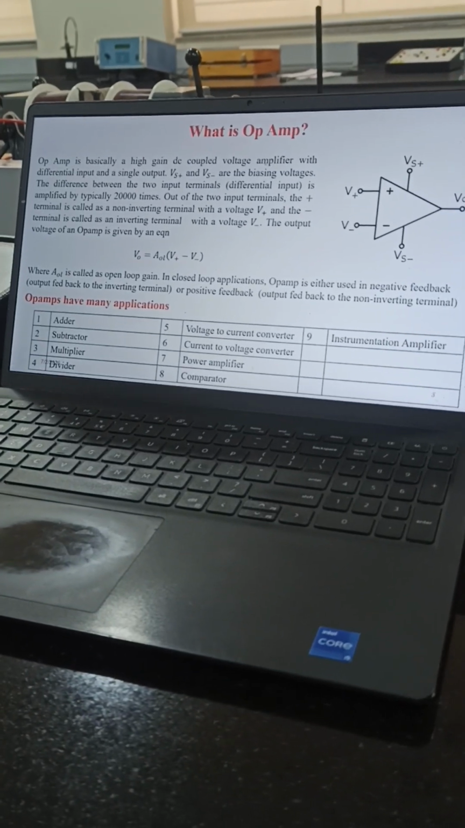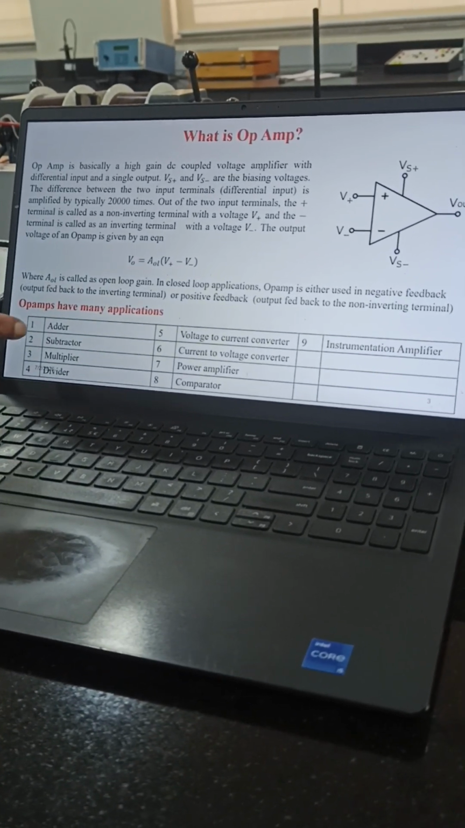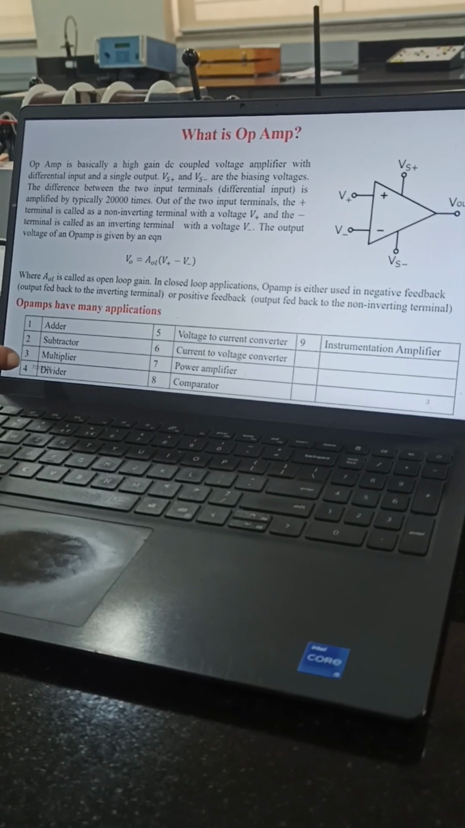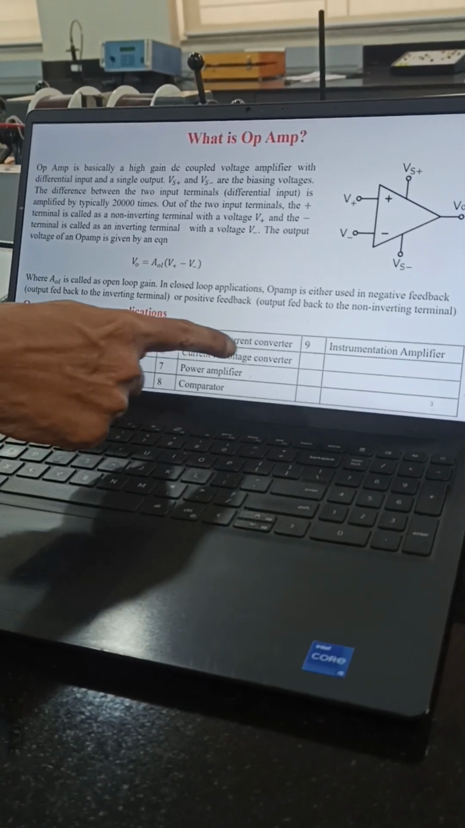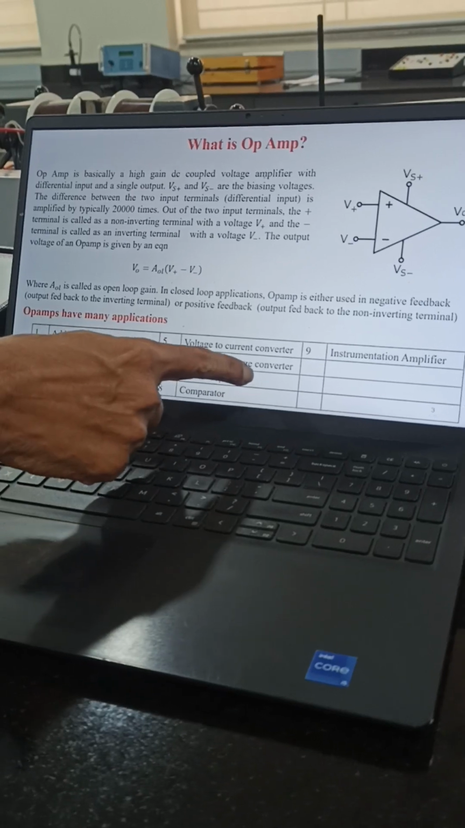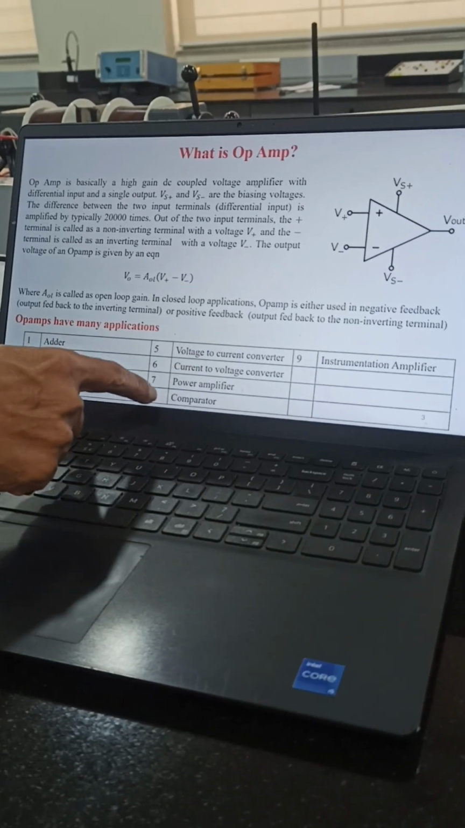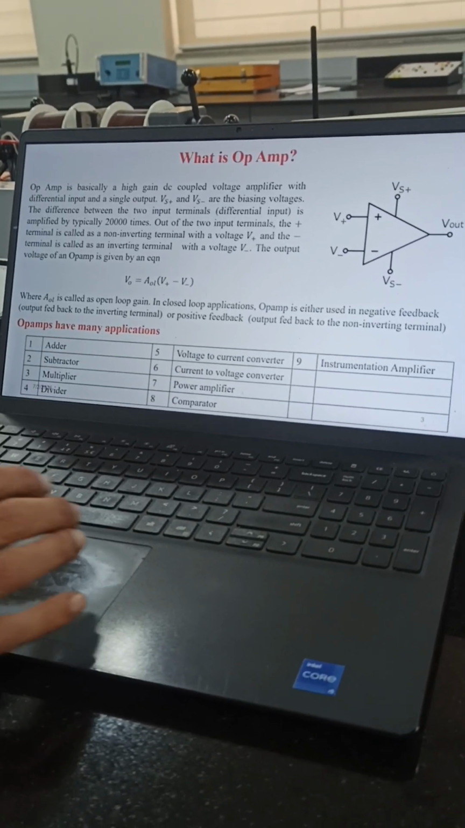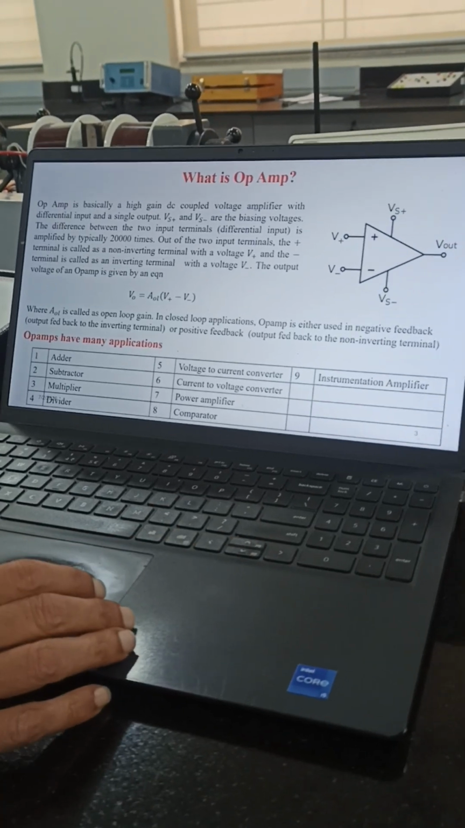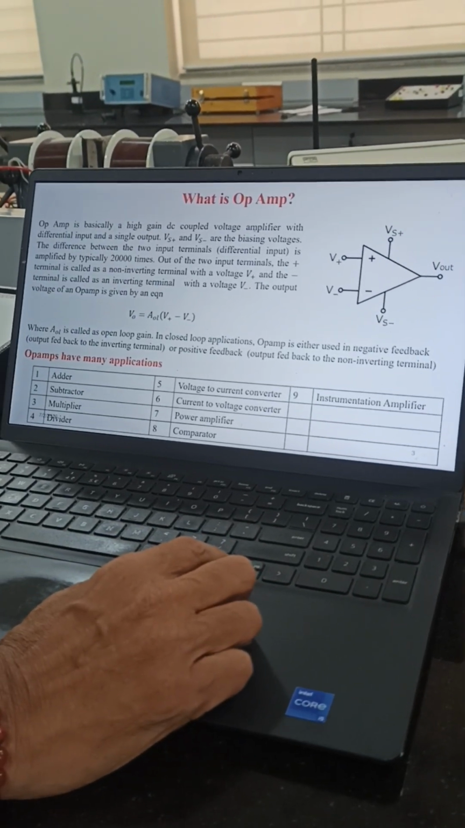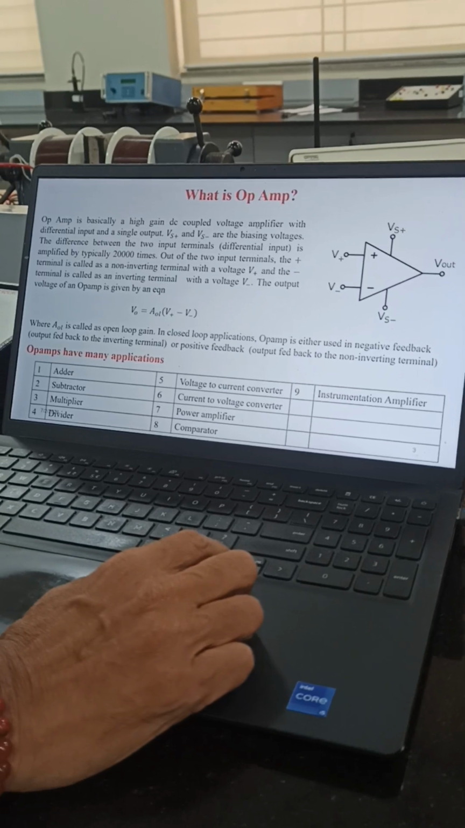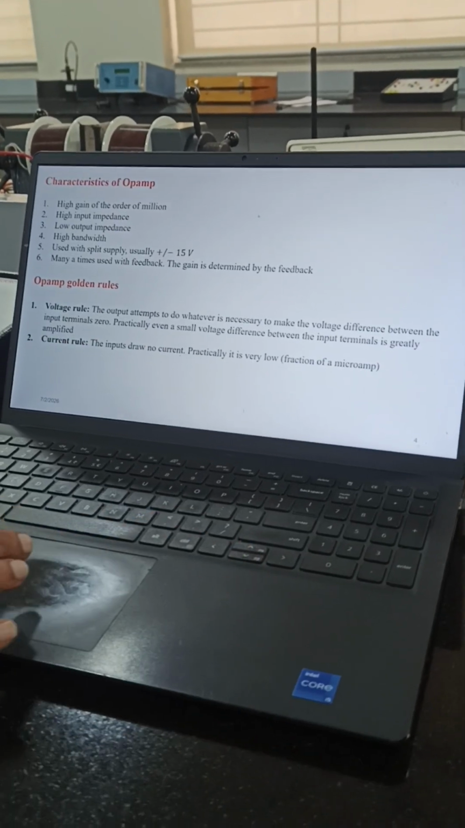For example, it can be used to perform mathematical operations like adder, subtractor, multiplier, divider, or voltage to current converter, or current to voltage converter, or power amplifier, or comparator, or instrumentation amplifier. Today we want to see how the OpAmp can be used to maintain the current constant. So the OpAmp can be used as a constant current source.